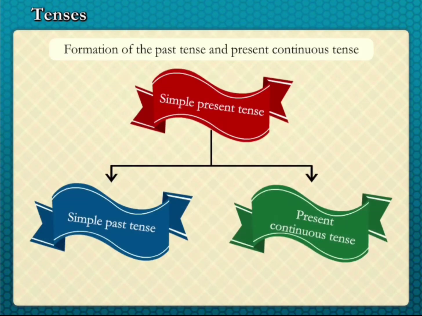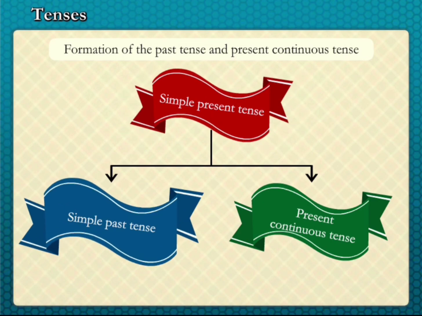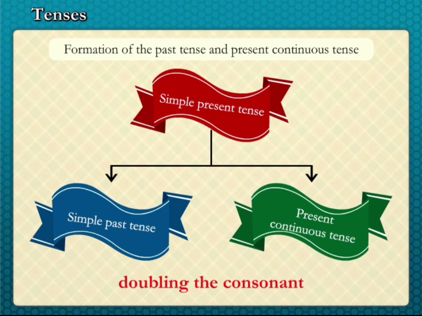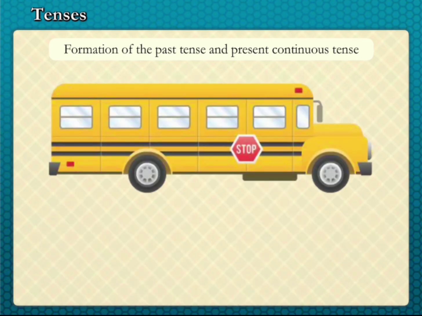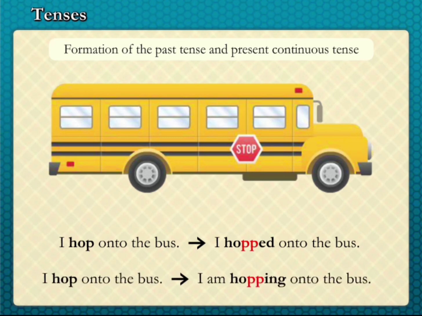A verb can change from the simple present tense to both the simple past tense and the present continuous tense by doubling the consonant at the end of the word. For example, I hop onto the bus. I hopped onto the bus. I hop onto the bus. I am hopping onto the bus.